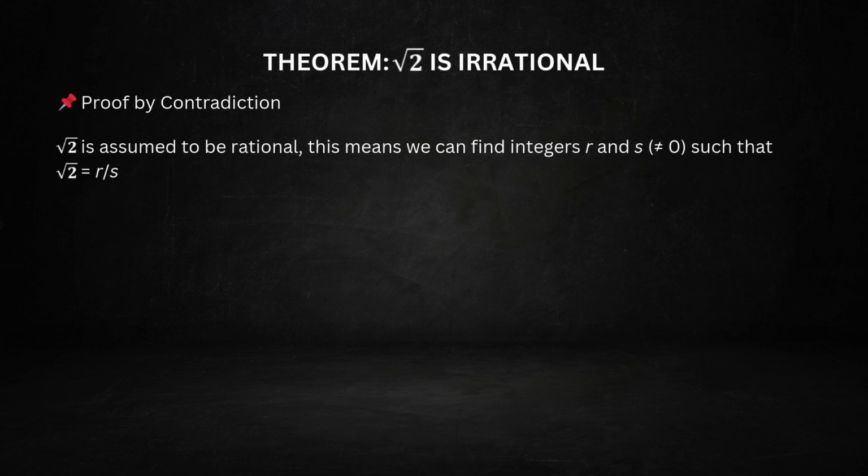Since we are assuming that root 2 is a rational number, there exist two integers r and s, such that root 2 is equal to r by s, where r and s have a common factor greater than 1. But we only want to work with numbers that are coprime, that is, having no common factors except 1. So, let us divide r and s by their greatest common factor to get a new fraction, y by b, where y and b are now coprime.